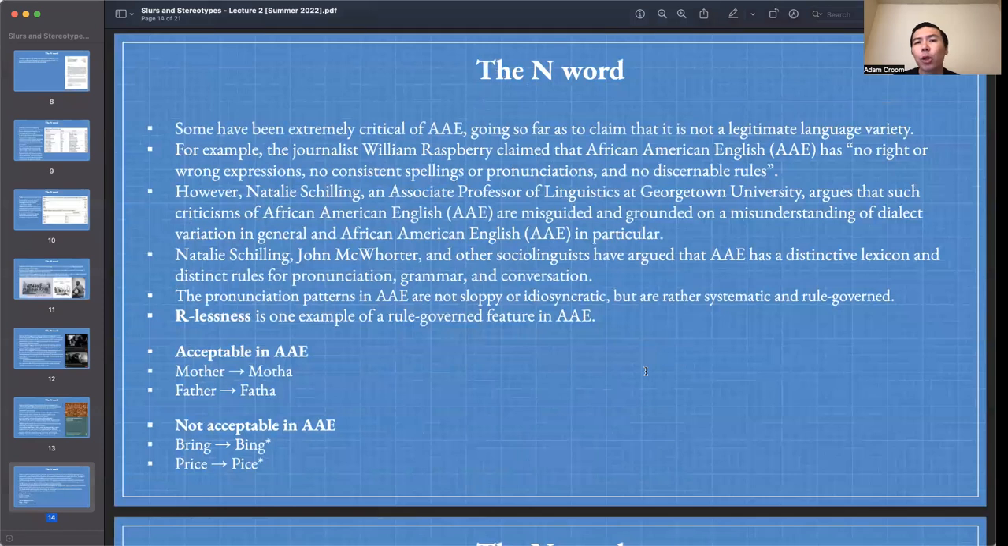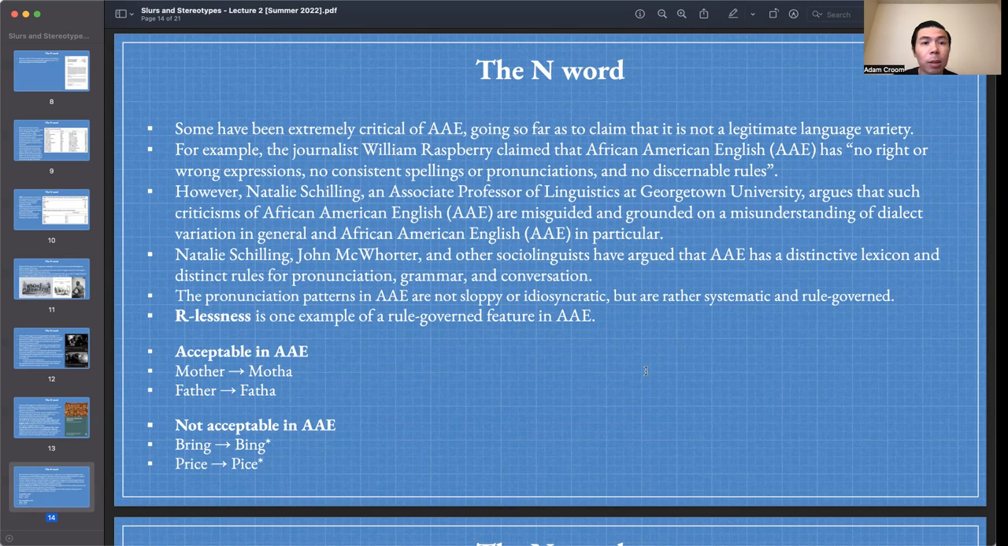Some scholars have been extremely critical of African-American English, going so far as to claim that it is not a legitimate language variety. For example, the journalist William Raspberry claimed that African-American English has, quote, no right or wrong expressions, no consistent spellings or pronunciations, and no discernible rules. Of course, that's false, right? That's clearly false.